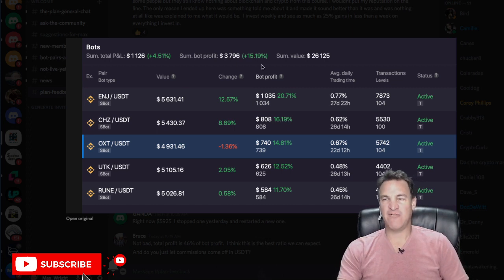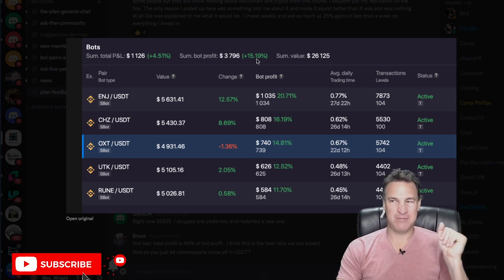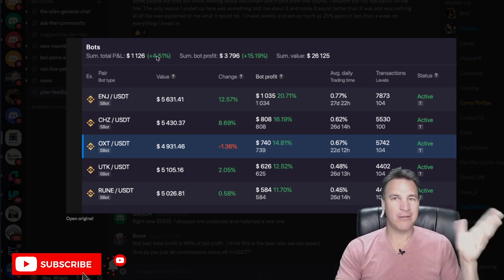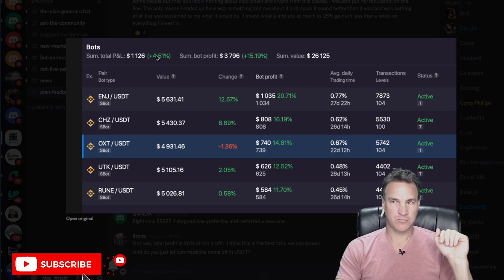And let me decipher the results for you. The bot made 15% in those 28 days. That's not annualized. That's not per annum. He made 15% of his money in like 26 days. However, the value of the coins he was holding went down by this difference. So 15 minus 14. The value of the coins went down by, let's call it 11%.